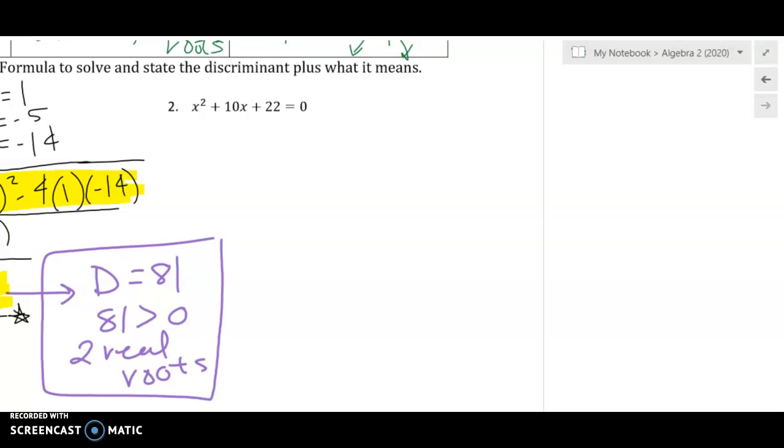Let's stop and talk about the discriminant. So let's take it piece by piece. A is the number in front of x squared, which technically is a 1. B is the number in front of x, which is a 10. And C is the number, in this case, by itself, that is a positive 22. So I have A, B, and C, and I'm going to plug them in.